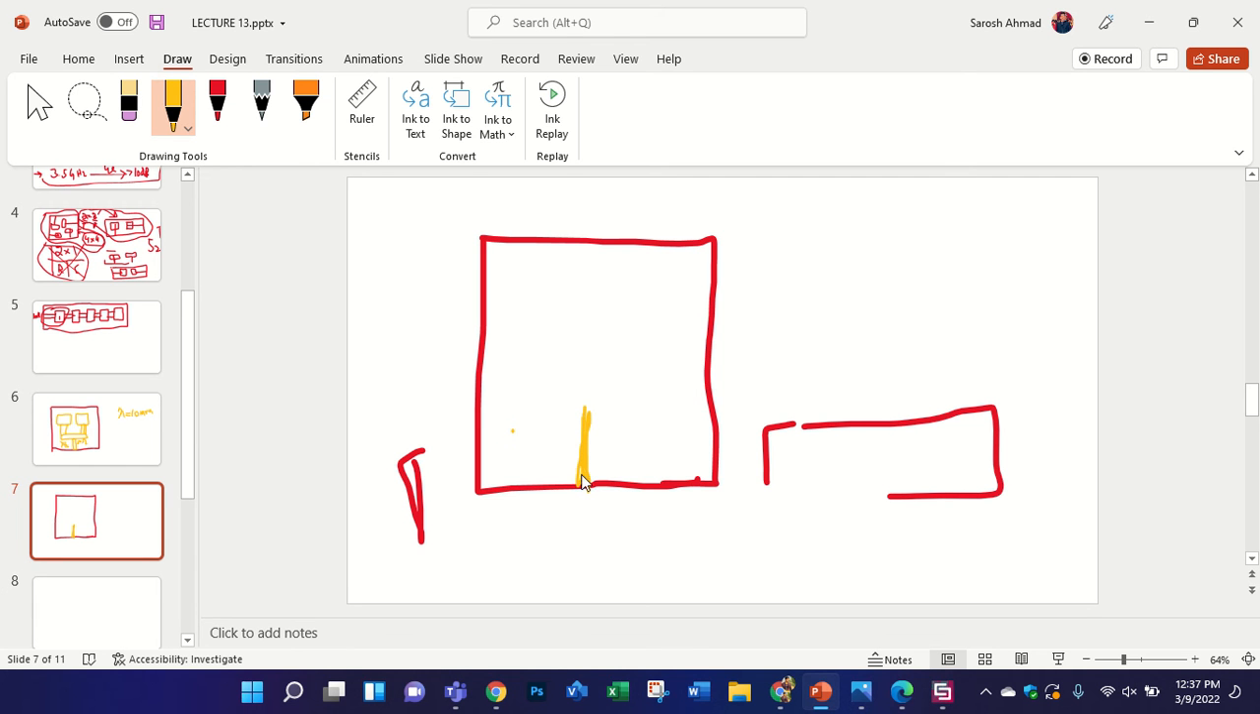Like this is the feed line, and they have used a ring here, like this. They have used a ring like this, and they have connected the feed line, small feed line here, small feed line here, small feed line here and here. And then they have connected the patch here.